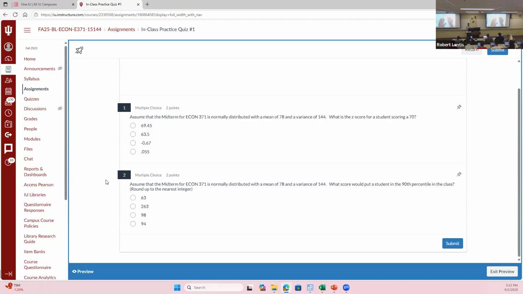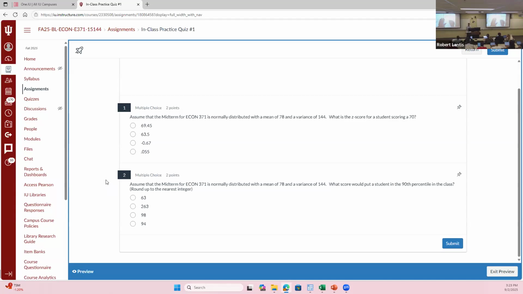So I'm going to take this value. How do I calculate a Z-score? I take the value I'm interested in, I subtract the mean, and I divide by the standard deviation. I have the variance, so how do I find the standard deviation? I just take the square root of the variance. The square root of 144 is 12.